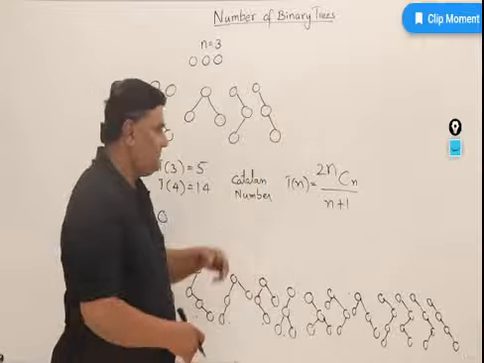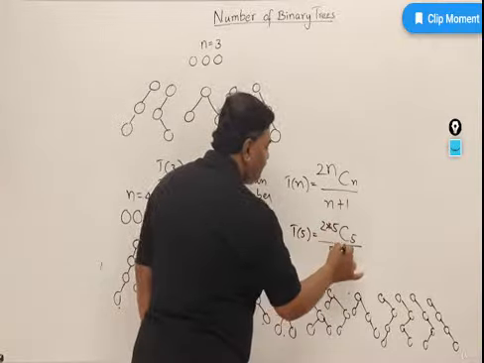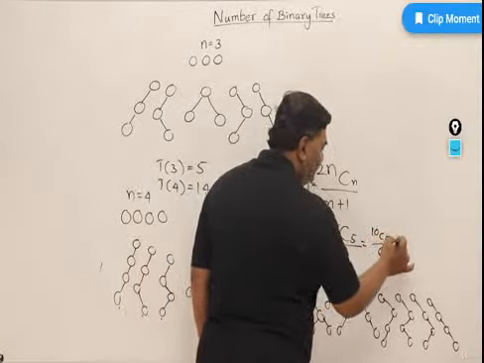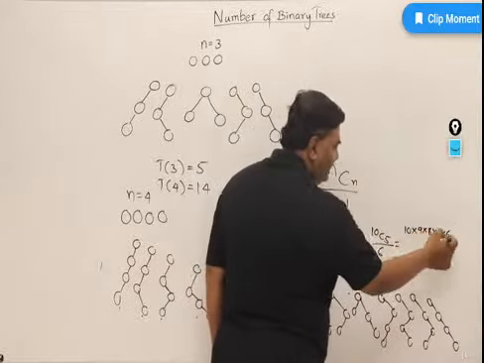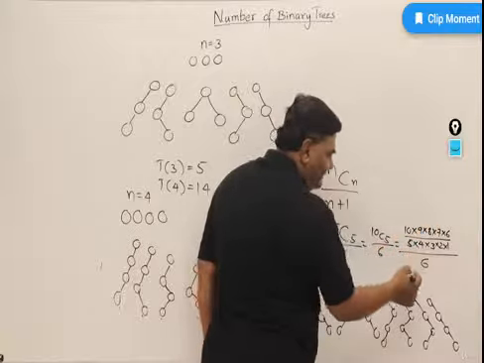So if n nodes are given, then this many binary trees can be generated. So for 5, how many? Let me calculate. T5 will be 2 into 5 C5 by 5 plus 1. This is 10C5 by 6, which is 10 into 9 into 8 into 7 into 6 divided by 5 into 4 into 3 into 2 into 1, the whole thing divided by 6. Now let us divide this and get the answer.